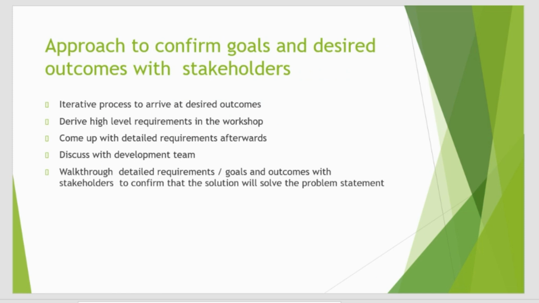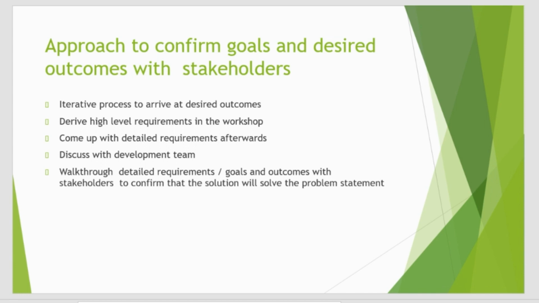So how do you approach confirming goals and desired outcomes with your stakeholders across multiple areas of the company, like cross-functional teams? So it's iterative, right? So it's an iterative process to arrive at desired outcomes. You're not going to just go in one time and get all the outcomes and it's done. Typically it takes multiple sessions to really iron out and confirm the outcomes. You're going to derive high level requirements in the workshop. So it's not intended to be every single detail fleshed out, but the high level, what is it that we really want to accomplish in the solution we came up with?